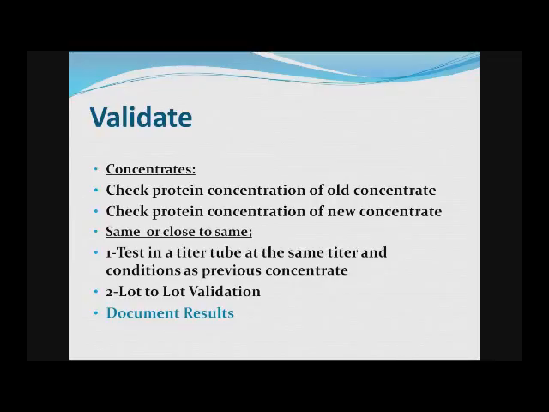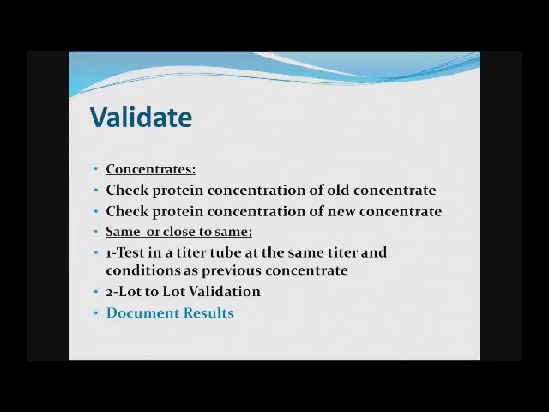And then generally, if they are very close or similar, you can test this in a titer tube and make sure that this will work. Say, if your previous AE13 worked at 1 to 100, then you test one slide before you make up your lot-to-lot validation. Your one slide will be positive, then make up your antibody and do the lot-to-lot validation.